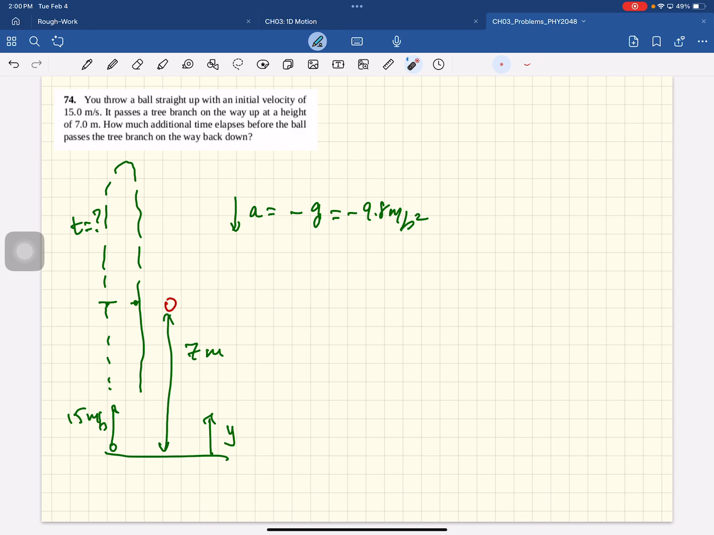Let's do part one of the problem. Let's find out how long it takes to get to 7 meters. What is its velocity at that time? We'll call this V.